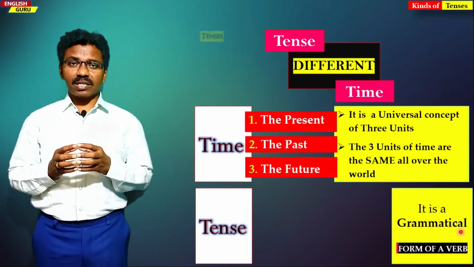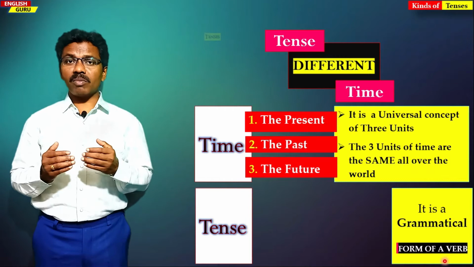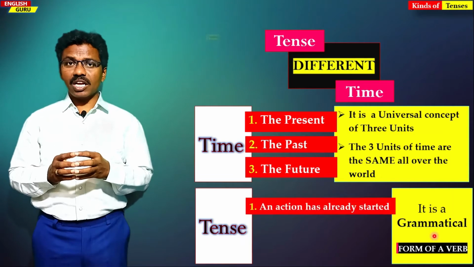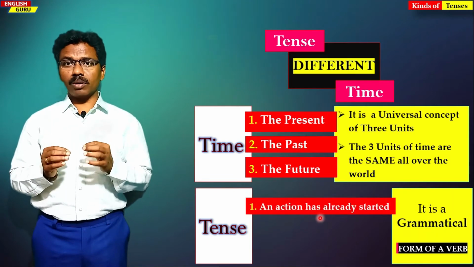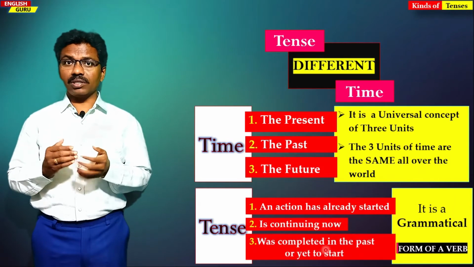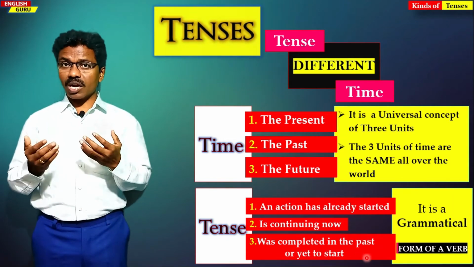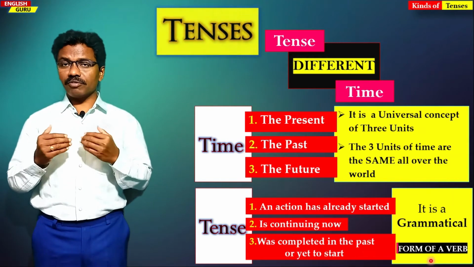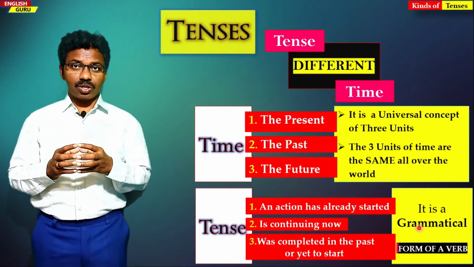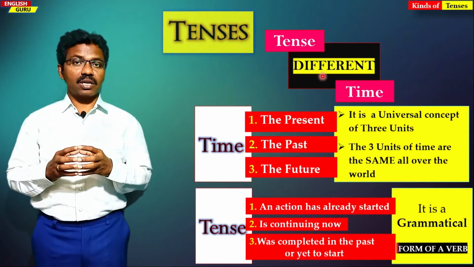Whereas what is tense? Tense is a grammatical point or grammatical concept, and it is a form of verb. So tense is a form of verb in English language. And what does it do? This form of verb will tell us whether the action has already started or is continuing now, or was completed in the past, or yet to start in the future. So this form of a verb tells us how an action is taking place in a sentence. So we have to understand the tense and time both are different in English language.